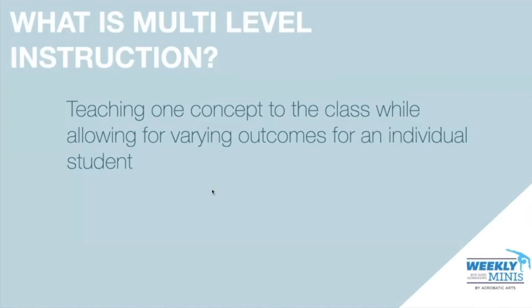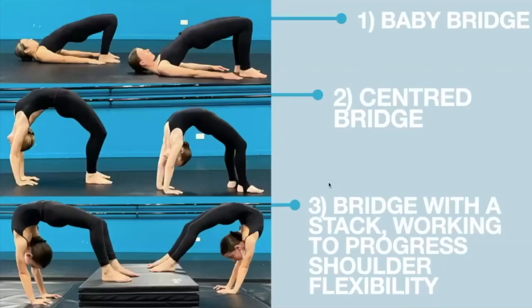Here is an example of a multi-level instruction in a bridge. In this bridge, this is something you may see in a multi-level class from primary to level 2. You can see we have a baby bridge, which comes in primary, and then we have a centered bridge, which would fall in level 2 and possibly level 1. And then we have a drill that we could use in a multi-level class for this skill, which is a bridge with a stack, working to progress shoulder flexibility and work to get those armpits more in line.